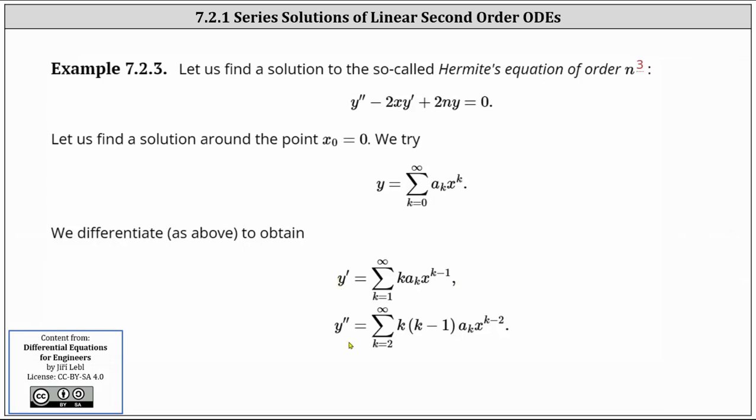And now we differentiate y prime to determine y double prime. However, once again, the first term of y prime is a constant, and since the derivative is 0, we have y double prime equals the sum from k equals 2 to infinity of k times k minus 1 times a sub k times x to the power of k minus 2. And now we perform substitution for y prime and y double prime in the differential equation.